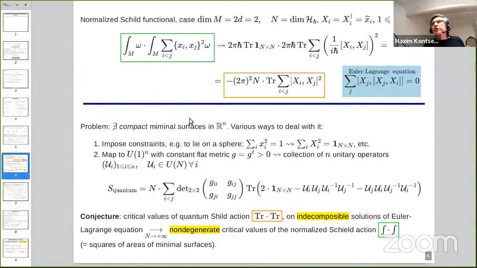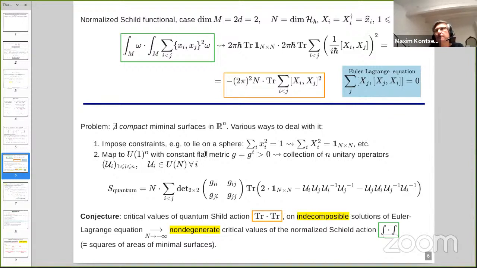And the Euler-Lagrange equation for this functional is very similar to what I wrote in the classical situation: the sum of double commutators is equal to 0. In the classical situation it is with Poisson brackets instead of commutators. So it's all very nice. We have equations of motion, we have a functional, but there is a little problem. In R^n, there are no compact minimal surfaces.